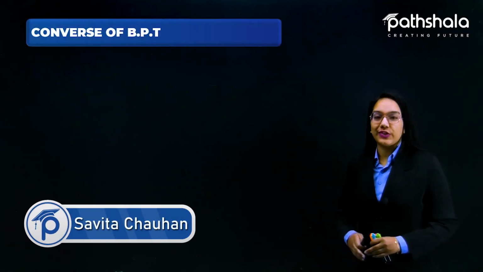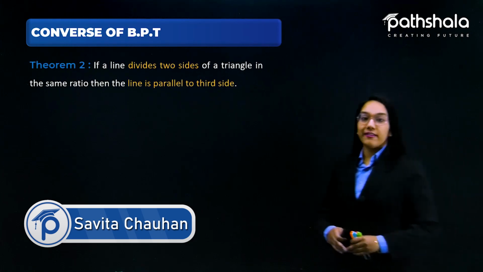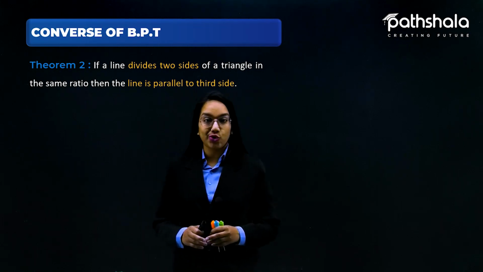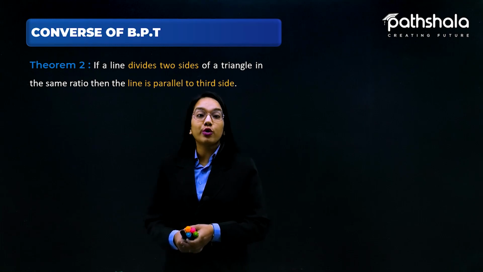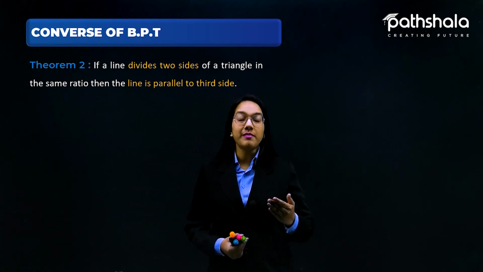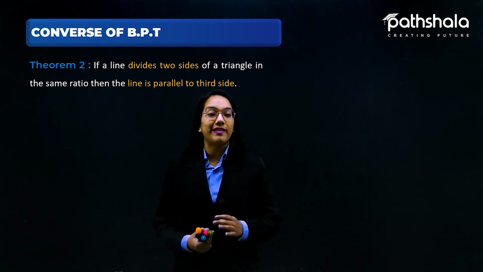Let's just see the converse of the basic proportionality theorem. The converse of the basic proportionality theorem says that if a line divides two sides of a triangle in the same ratio, then the line is parallel to the third side. So now we want to prove the converse of the basic proportionality theorem, that is, if the ratios are the same, then the line is parallel to the third side.